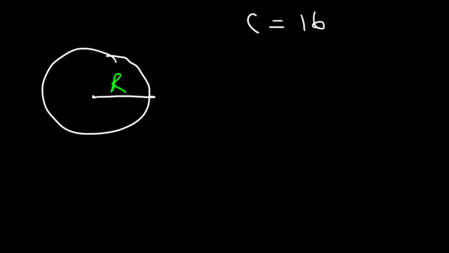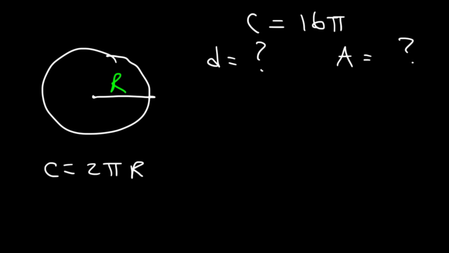Now going back to the circle, let's say we're given the circumference of the circle. Let's say the circumference is 16 pi. With this information, find the length of the diameter and also the area of the circle. So first, we need to find the radius. We know that the circumference is 2 pi r, and the circumference is 16 pi. So what we need to do is divide both sides by 2 pi.